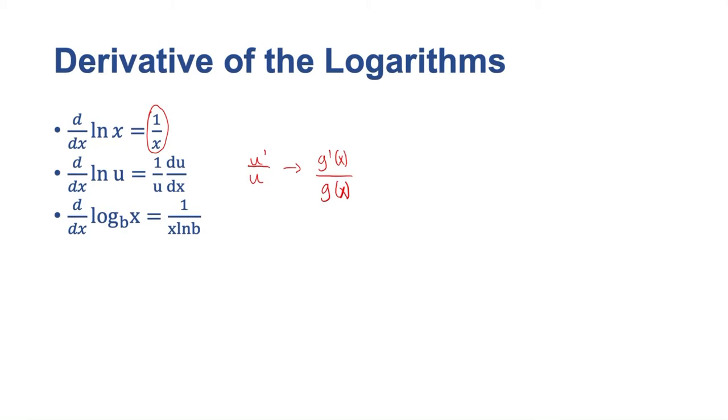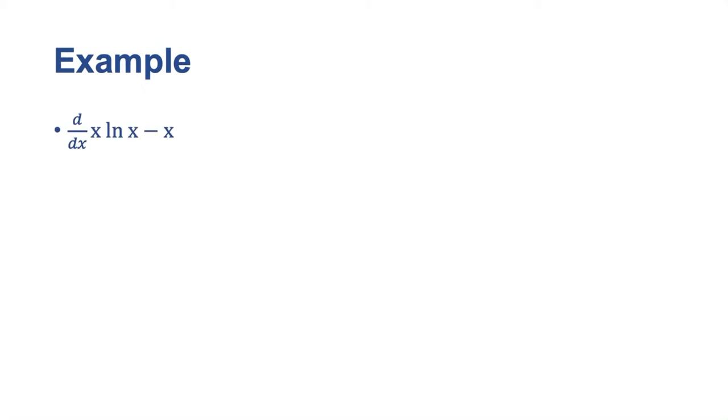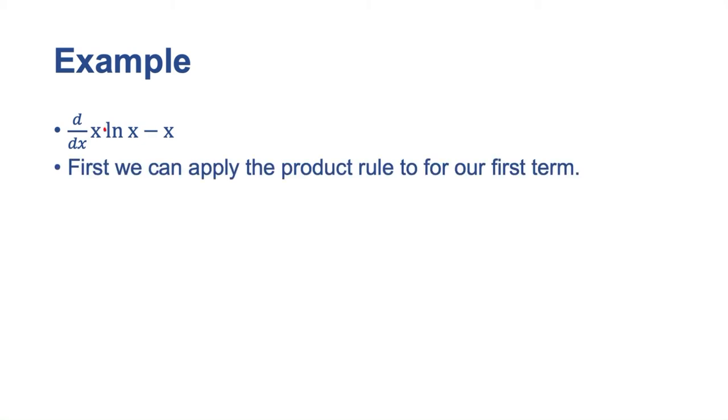Alright, so now that we've got all the theory covered, let's do some examples. We are going to take the derivative of x times the natural logarithm of x minus x. Immediately we can see here that we are going to need to use the product rule. We have a product of two functions, so f of x will be x and g of x will be ln x. If we plug this into our formula, we are going to get the derivative of x times the natural logarithm of x plus x times the derivative of the natural logarithm of x.